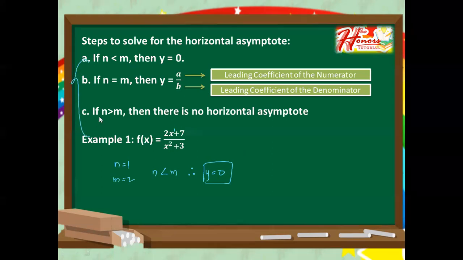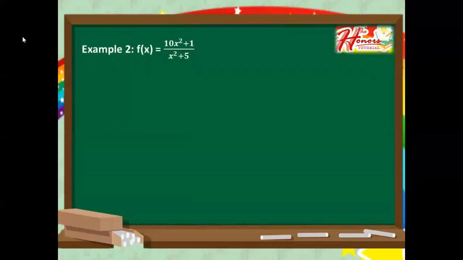Next, identify n. This is n. So that's 2. Identify m. This is m. That's 2. So we can say that n is equal to m because n is 2, m is 2. So therefore, if it is equal, we will use y equals a over b. A is the coefficient of x squared in the numerator, and that's 10. B is the coefficient of x squared in the denominator, that's 1. So 10 over 1 is 10. So the horizontal asymptote is 10.